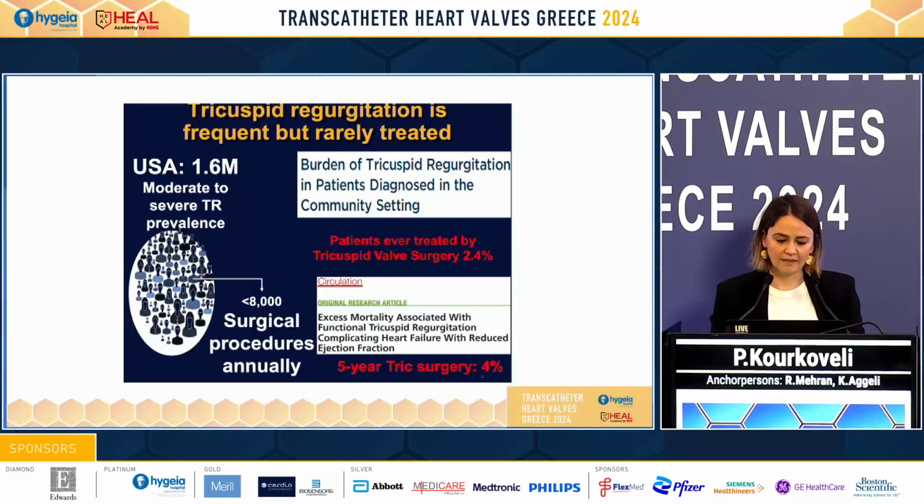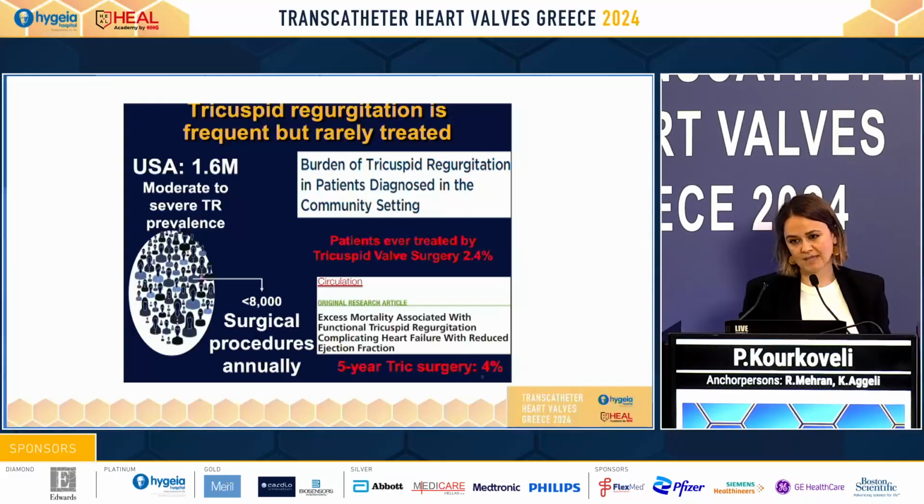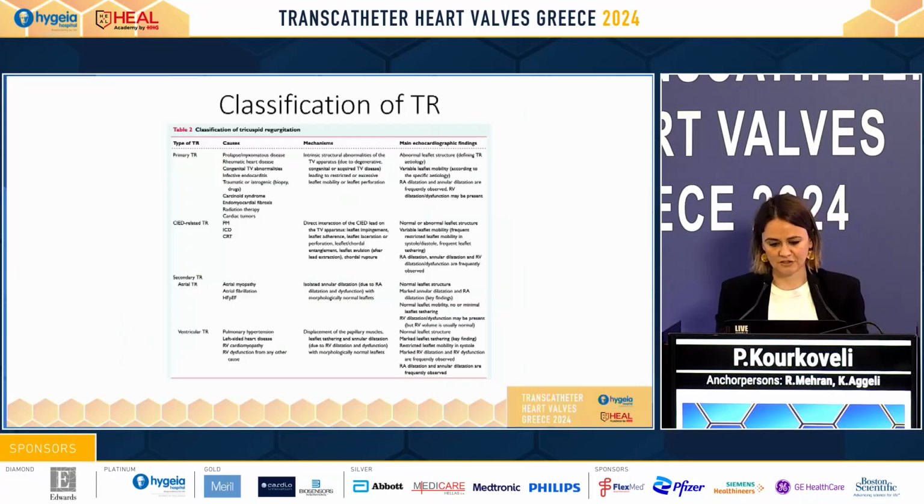But while we have 1.6 million patients with severe TR, the number of surgical procedures annually is less than 8,000. And why is that? Due to excess mortality associated with surgery in functional tricuspid regurgitation. More than 85% of cases of tricuspid regurgitation are functional.